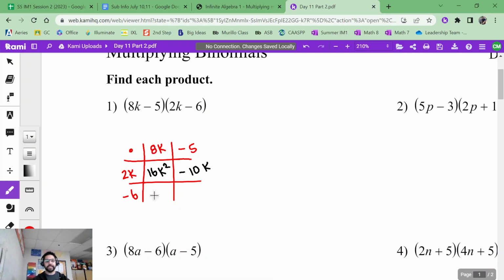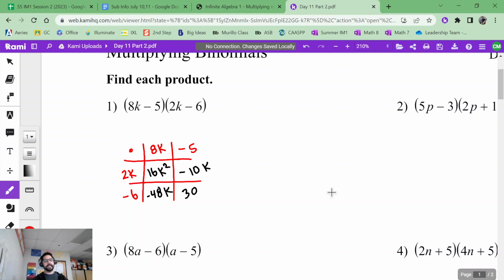All right, down below, same thing. -6 times 8 is -48. K tags along. Last box, being careful with our signs. Negative times negative is positive. 6 times 5 is 30. So whatever was on the left, I multiplied it by whatever's at the top.